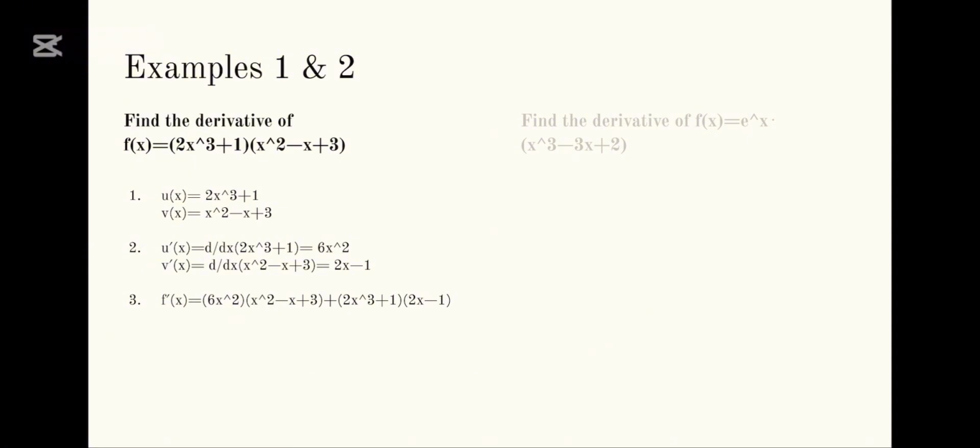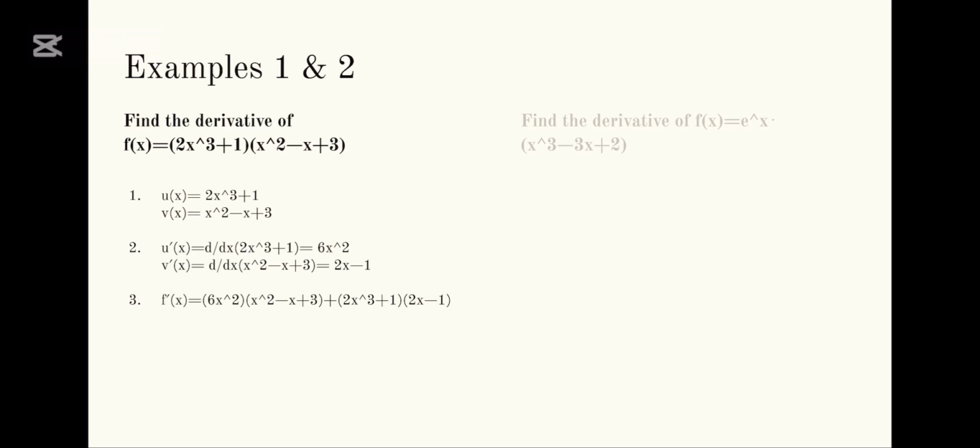So the derivative of u of x is just going to be e to the power of x again. Then the derivative of v of x, we're going to multiply the 1 by 3 and subtract 1 from the power of 3, so 3x to the power of 2, and then negative 3x will just become negative 3, so it's going to be 3x squared minus 3.